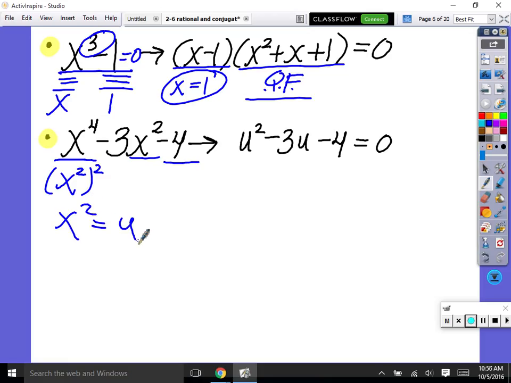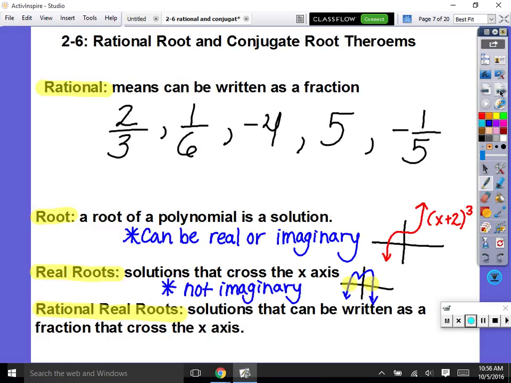Okay, so now if all of those methods won't work, if you can't use any of those methods, you revert to the last method, which is today's lesson. Okay, so today is 2-6. It's the rational root and conjugate root theorem. So let's say that you get to solving something and there's no way to solve it by any of those methods we just looked at. Then you can use the rational root theorem.